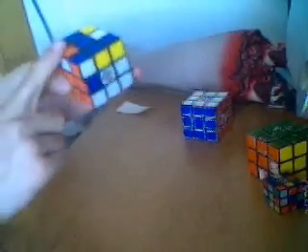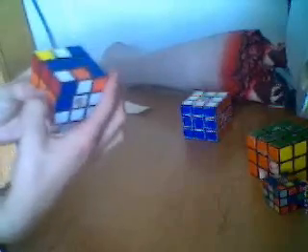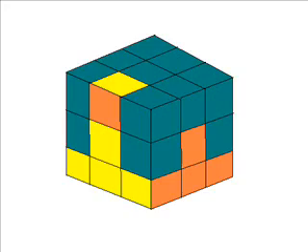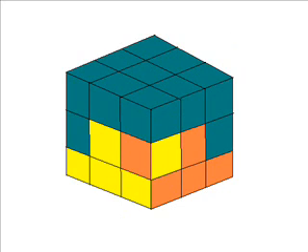One thing you never want to do is perform the algorithm when you have an edge piece that is not aligned with its side. This would be wrong, this is right. Never perform the edge algorithm when your cube looks like this, or it will look like this.